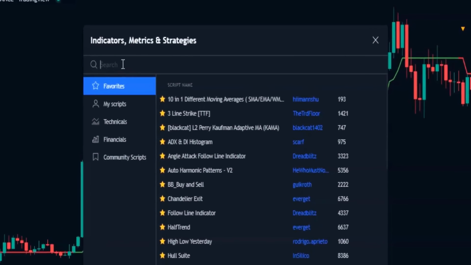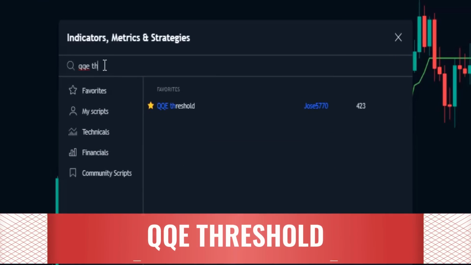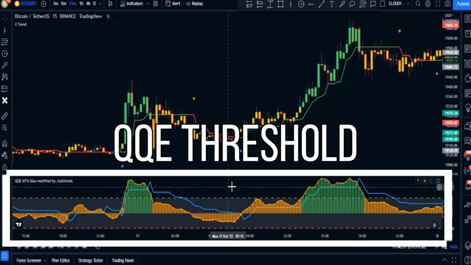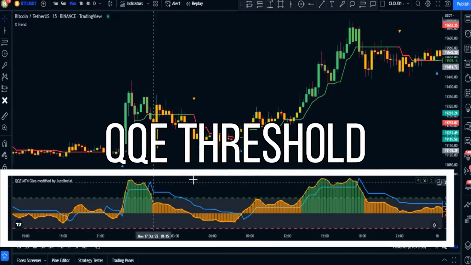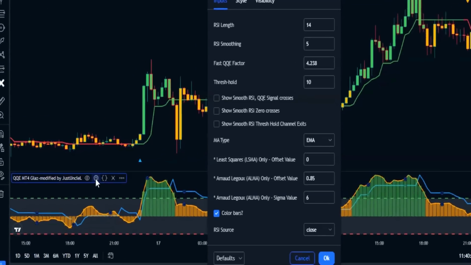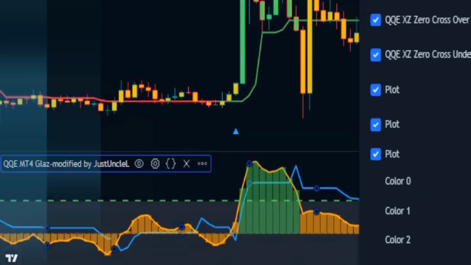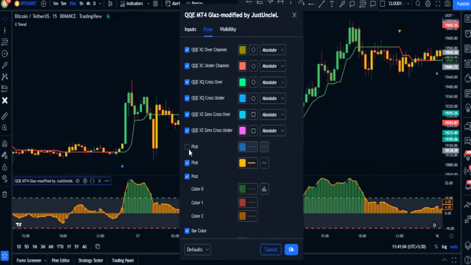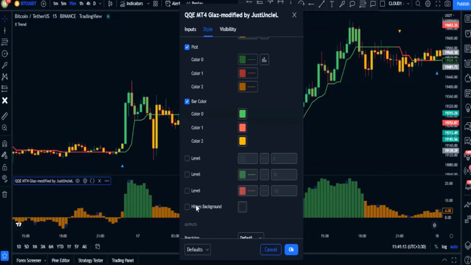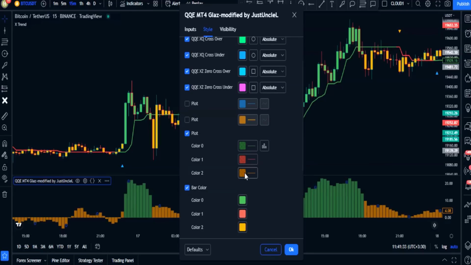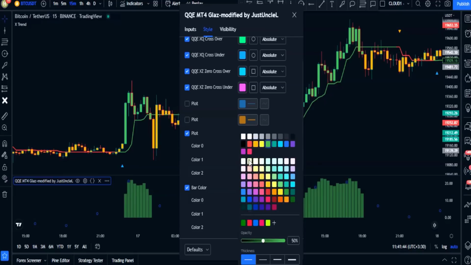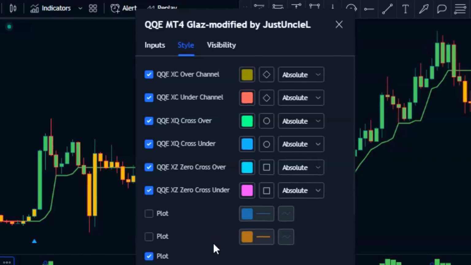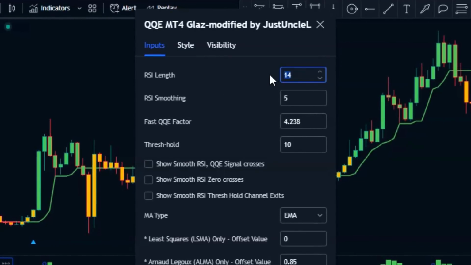In the indicator section, search for QQE Threshold and add it to the chart. This is how the QQE indicator looks on the chart, but we need to make some adjustments. So click on the settings icon, then get into the Style section and get rid of these 2 plots and these 3 levels and the H-line background. Then set the opacity of color 2 to 0 and change the opacity of color 0 and color 1 to 100%. Alright then, get into the Inputs and change the RSI length to 7 and the RSI smoothing to 3 and change the threshold from 10 to 5.